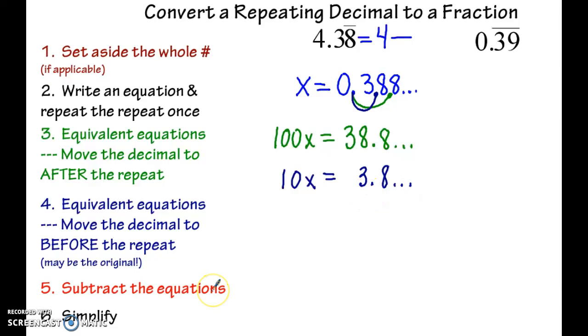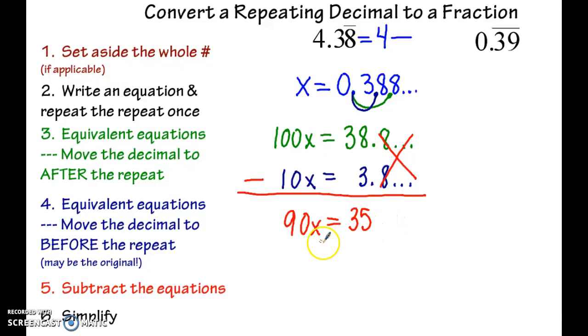In my last step here, or fifth step, I'm going to subtract. So I'm going to subtract these two equations. 100x minus 10x is 90x equals, well here, my repeats canceled each other out. That was my goal. And I have 38 minus 3, that is 35. And now I'm ready to solve an equation with no repeats for x.